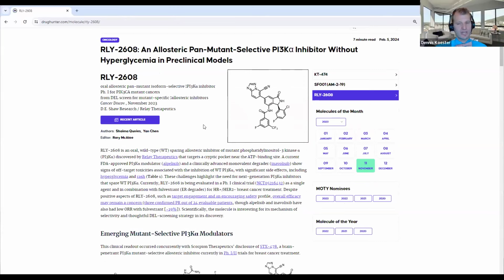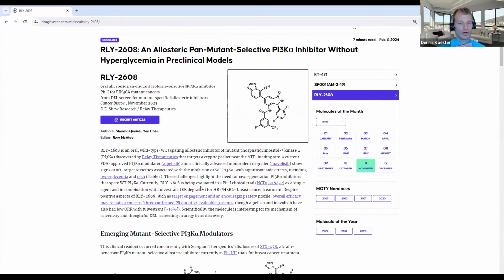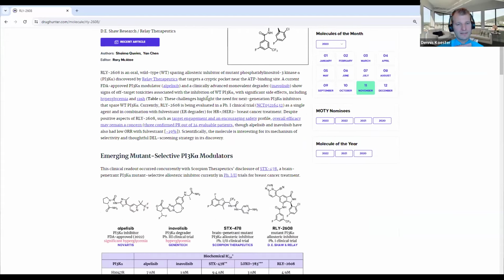In those case studies, which is actually the most popular article on the Drug Hunter webpage, what we'll do in the beginning is highlight a little bit why this molecule is important and what differentiates it from others. This again is a PI3 kinase inhibitor. With PI3 kinase, typically you have the problem that you generate hyperglycemia when hitting the wild type PI3 kinase, because the wild type PI3 kinase is involved with insulin processing.